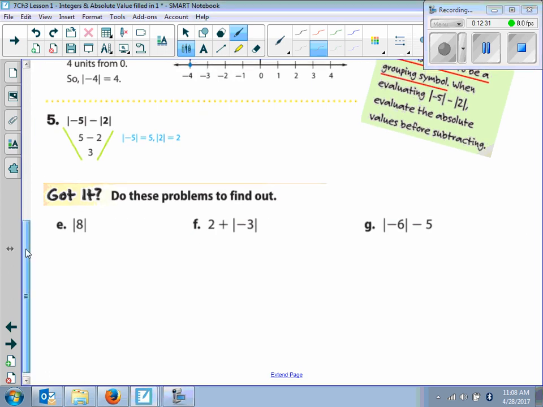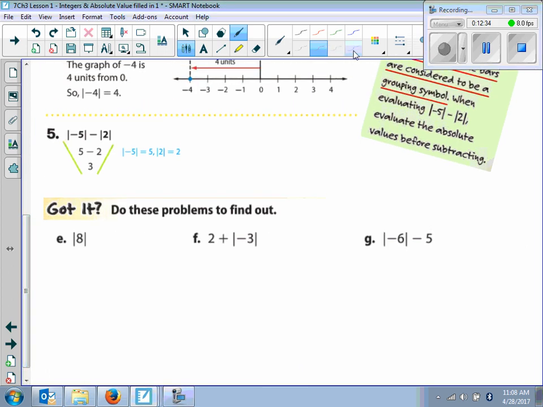So let's do these got it examples, okay? For example E, we will have the absolute value of 8. The absolute value of 8 is 8. Very good. Always positive, right? Example F. Make sure you're writing down all of your examples, please. We have 2 plus the absolute value of negative 3. So when we evaluate, the absolute value of negative 3 is positive 3. So we just write 2 plus 3, which is equal to 5.